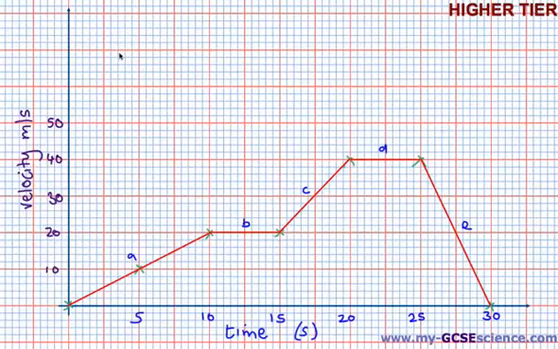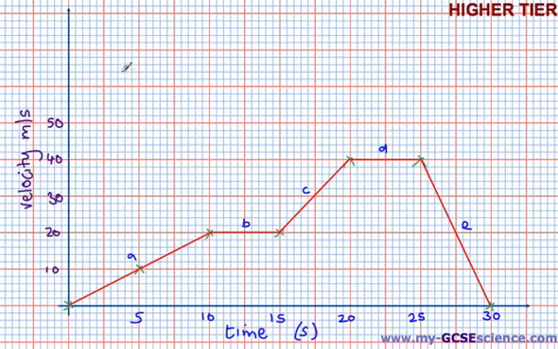We're going to look at the higher tier content for AQA GCSE Physics and Unit P2, and in this video we're looking at calculating the acceleration from a velocity time graph using the gradient method, and we're going to look at how to calculate the distance travelled using a velocity time graph.